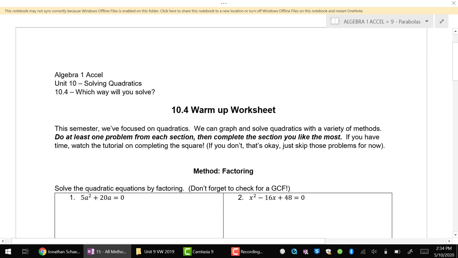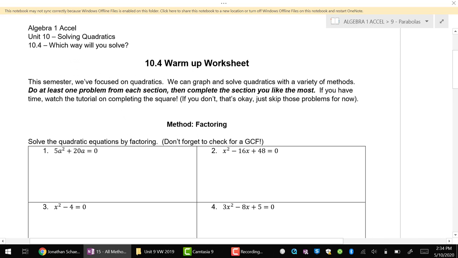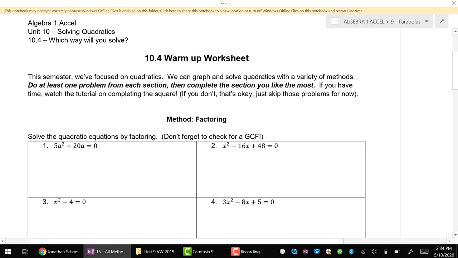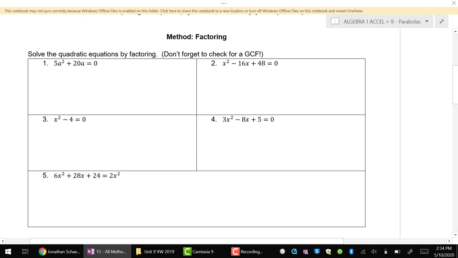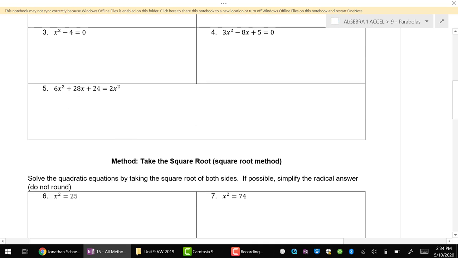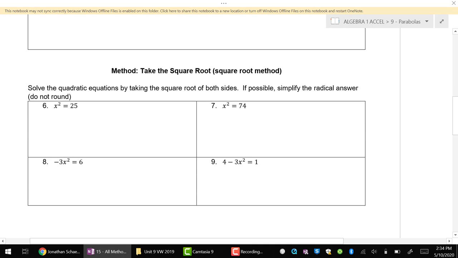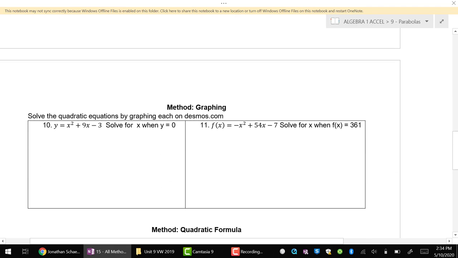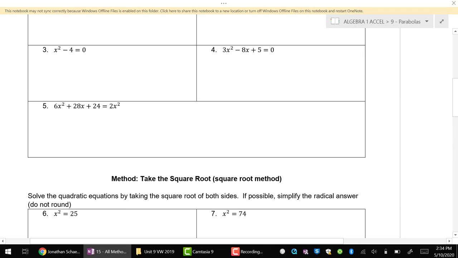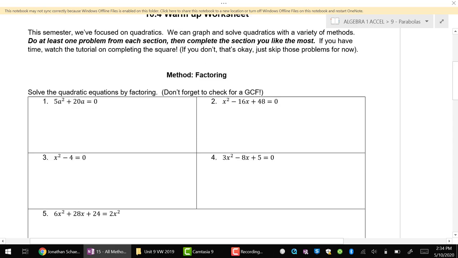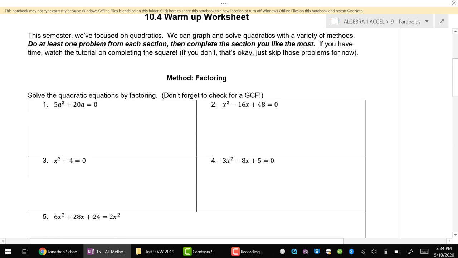It says warm-up worksheet. It's really more of a review than it is a warm-up. And just a reminder of the methods, they're listed here, and I've categorized the series of questions and organized them by method. So in the first box, we see all these different factoring problems. If we move down the worksheet, we have a box of problems that are square root problems. On the back side of the worksheet, we see graphing and quadratic formula. So the idea here is that we're going to be using a variety of methods of solving quadratics to actually attack these problems and solve them.